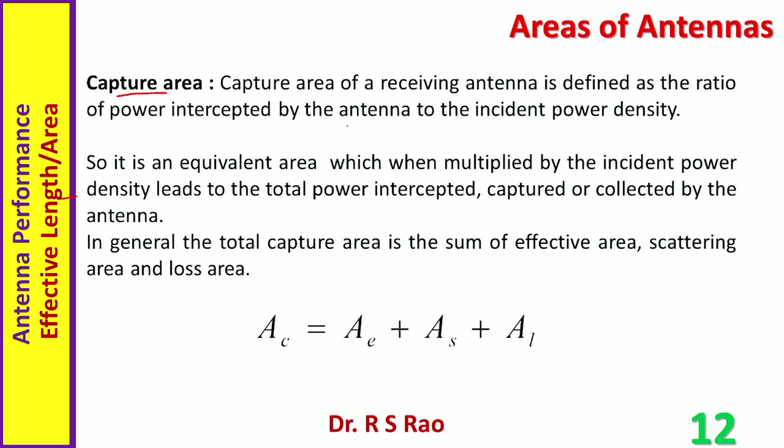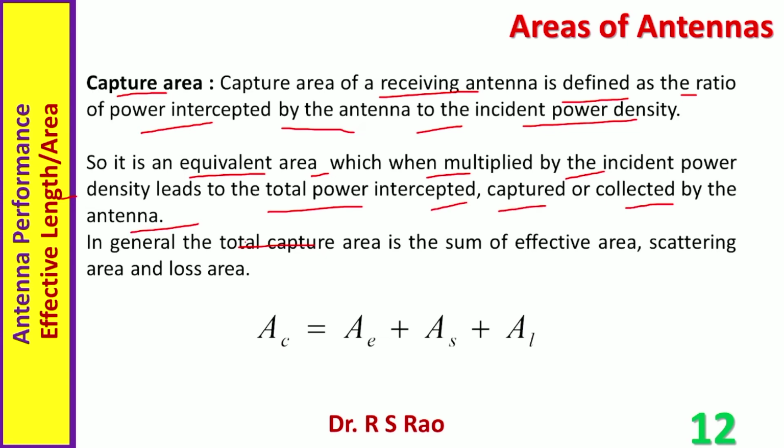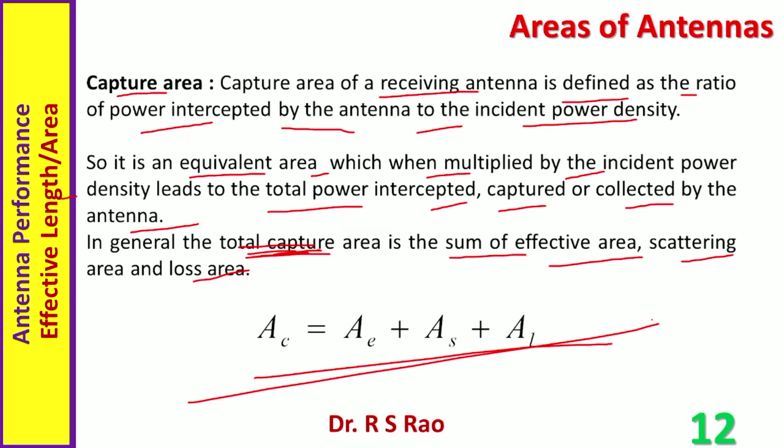Capture area. Capture area of a receiving antenna is defined as the ratio of power intercepted by the antenna to the incident power density. So it is an equivalent area which, when multiplied by the incident power density, leads to the total power intercepted, captured or collected by the antenna. In general, the total capture area is a sum of effective area, scattering area and loss area. AC is equal to AE plus AS plus AL.